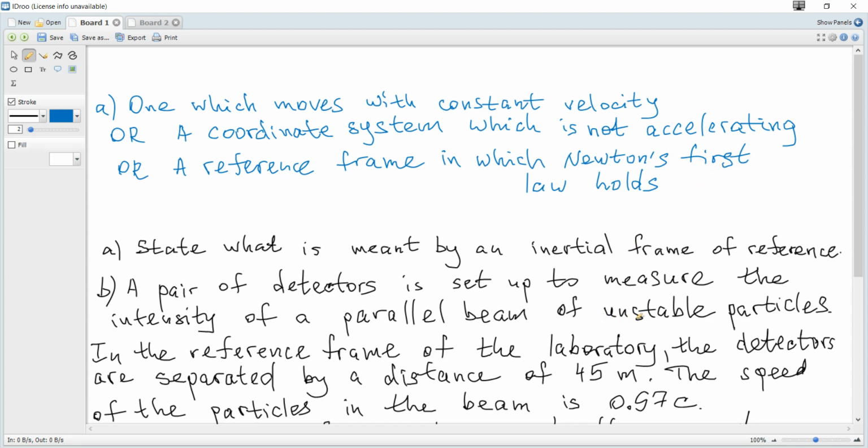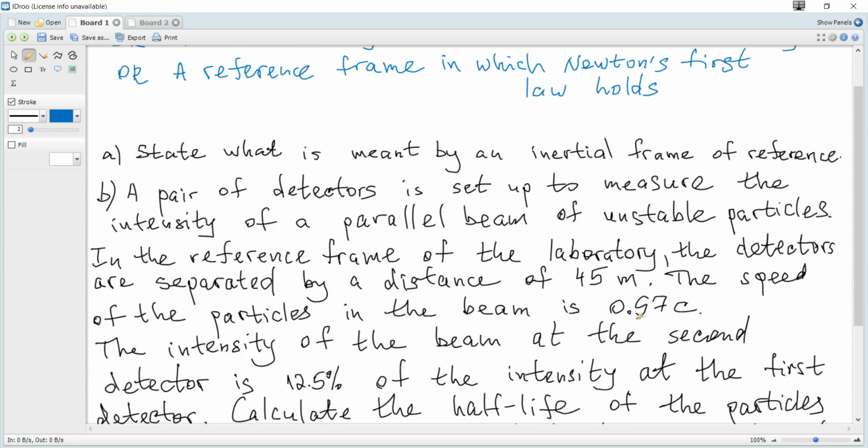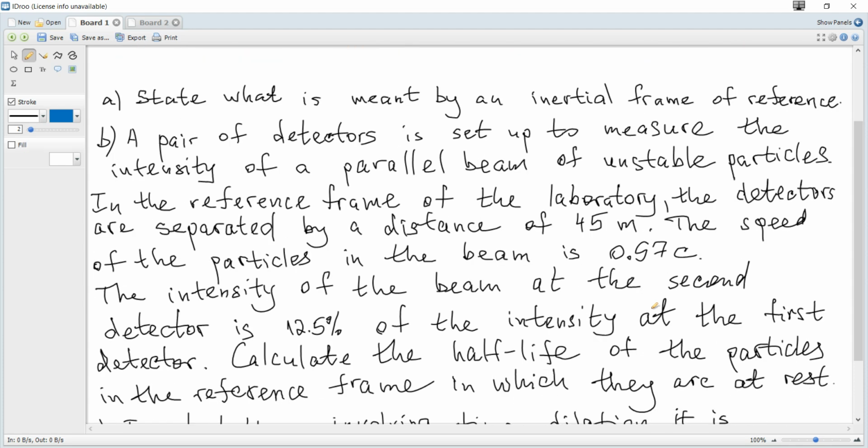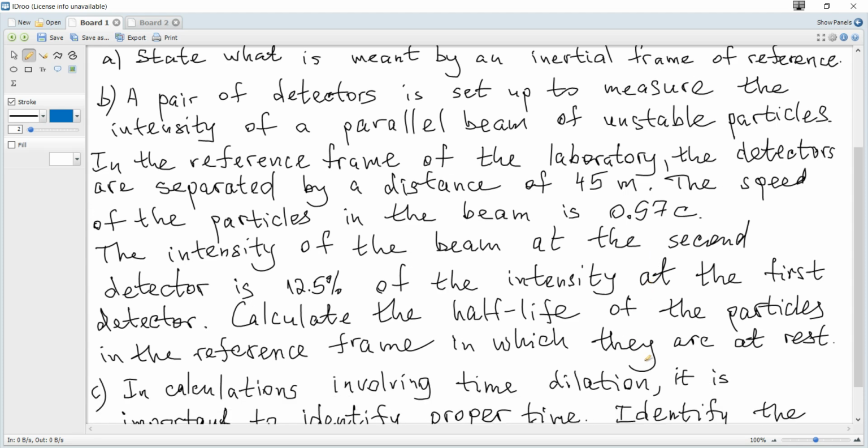B. A pair of detectors is set up to measure the intensity of a parallel beam of unstable particles. In the reference frame of the laboratory, the detectors are separated by a distance of 45 meters. The speed of the particles in the beam is given. The intensity of the beam at the second detector is 12.5% of the intensity at the first detector. Calculate the half-life of the particles in the reference frame in which they are at rest.